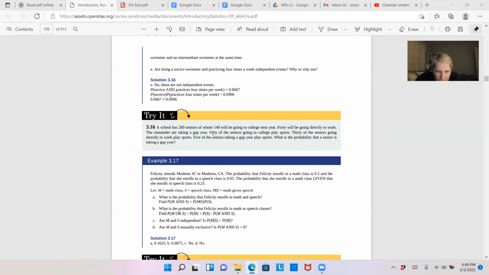Now, in this question, because the question is only referring to the seniors taking a gap year, we just need to find out how many of them are taking a gap year. So there are 200 seniors in all. So let's go, I'm going to take you to my paper here.